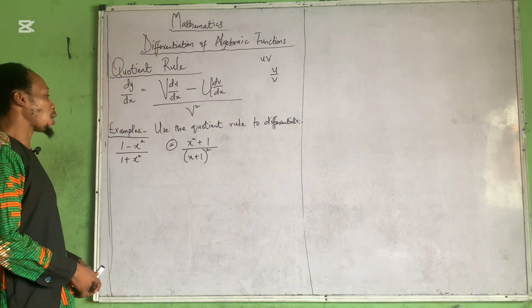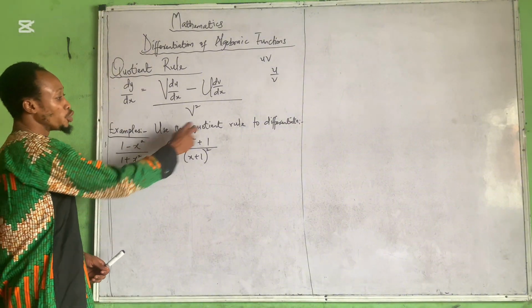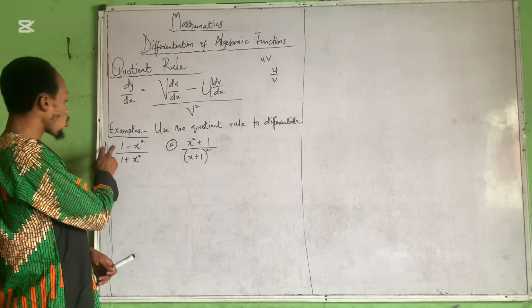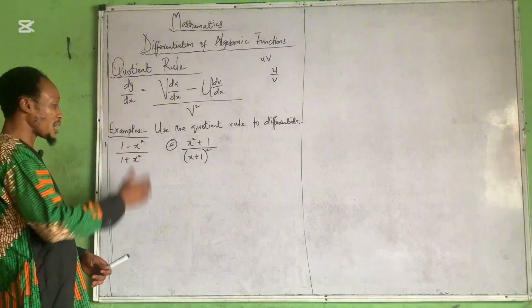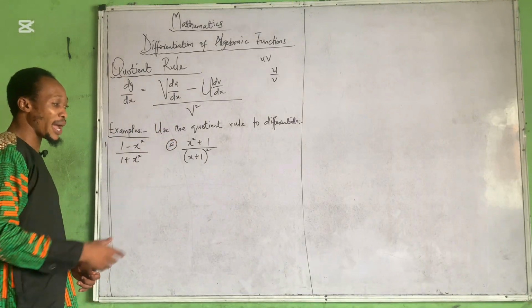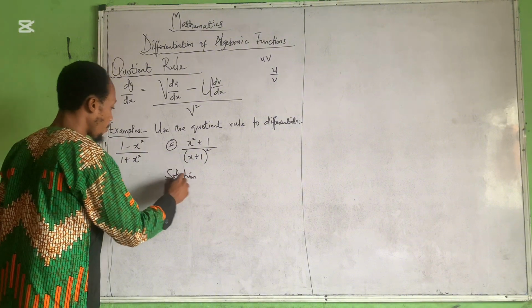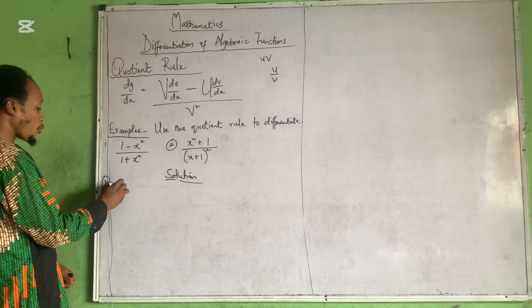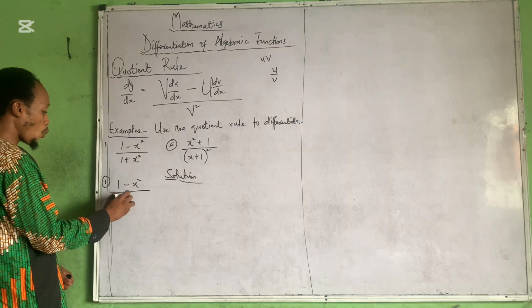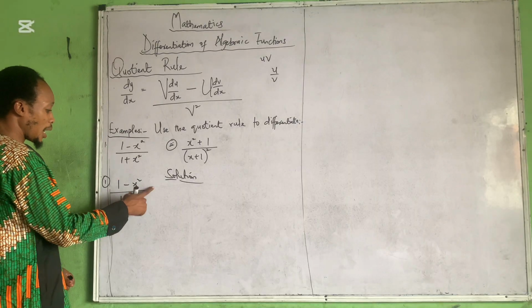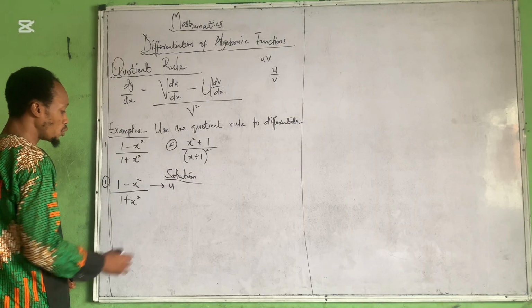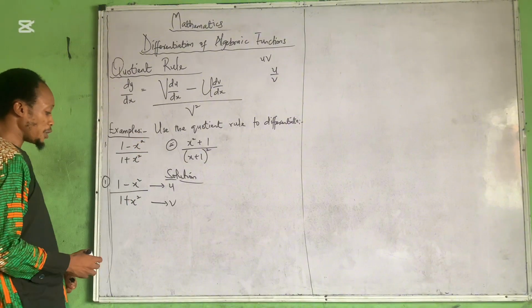Now, we have two examples on the board. Use the quotient rule to differentiate (1 minus x squared) over (1 plus x squared), and also (x squared plus 1) over (x plus 1) all squared. Now for number 1, we have 1 minus x squared over 1 plus x squared. You know that this one is your u and this one is your v.